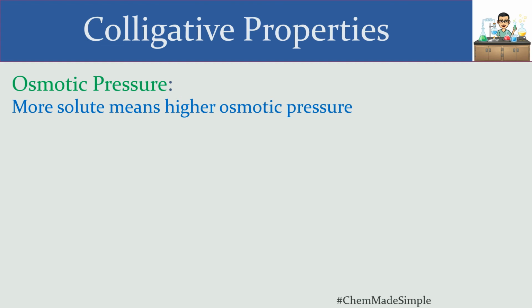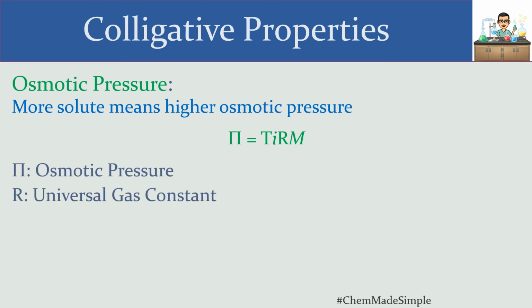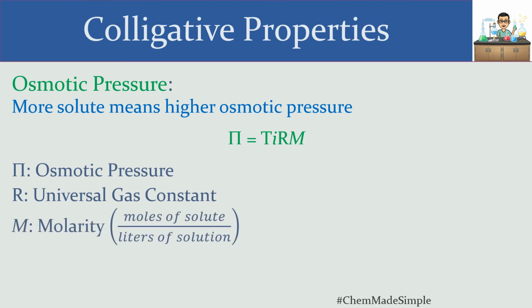And the relationship between osmotic pressure and how much stuff we have looks like this. Osmotic pressure is symbolized by a capital letter pi, and it's also dependent on temperature, the van't Hoff factor, R, and M. So let's talk about what each of those variables is. Pi is the osmotic pressure, as we mentioned. R is the universal gas constant, and depending on what units we're using, that's going to be a certain value.